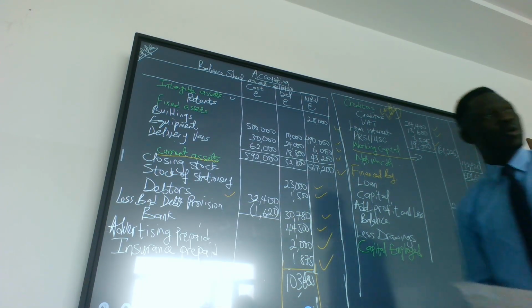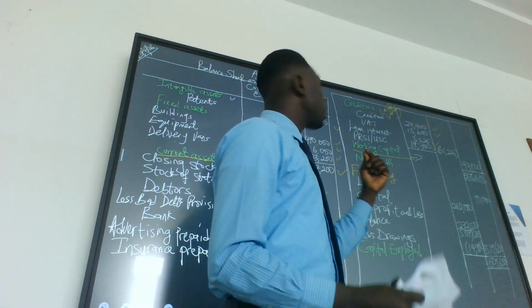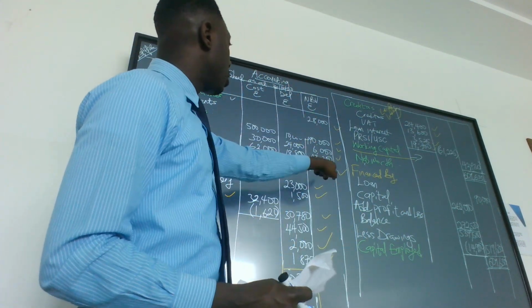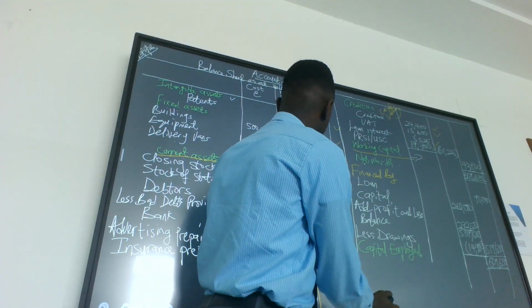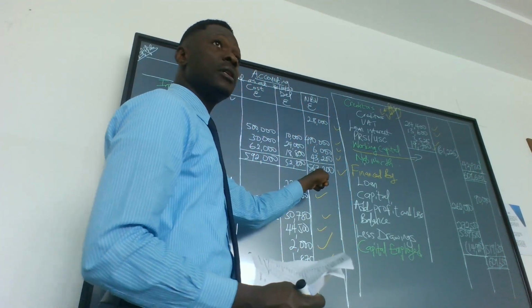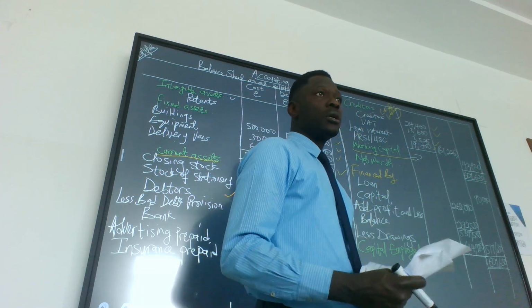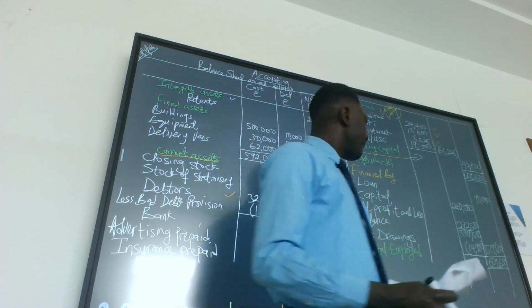So do we understand net worth? Total non-current assets. This is your non-current asset. The total of this plus working capital is your net worth. Clear? So we move on.